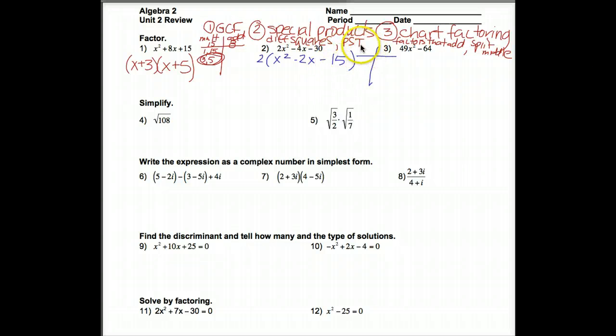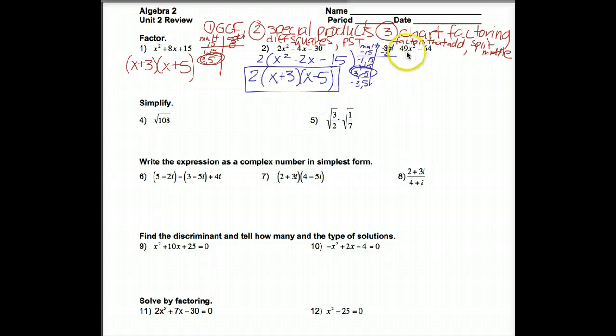This time I'm looking for what multiplies to negative 15 and adds to negative 2. To multiply to negative 15, it could be negative 1 and 15, positive 1 and negative 15, positive 3 and negative 5, or negative 3 and positive 5. The ones that add to negative 2 are positive 3 and negative 5. Don't forget that 2 out in front, but positive 3, negative 5 is what we fill into our parentheses. And there is our final factored answer.